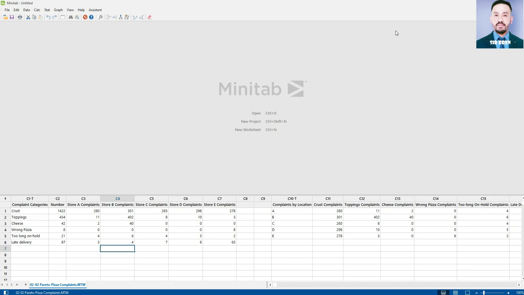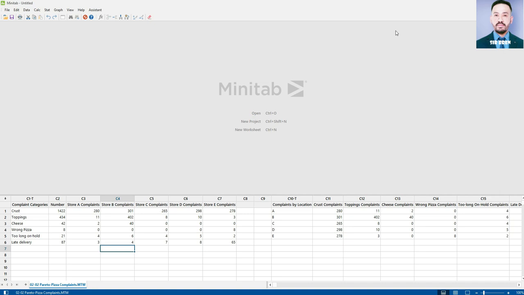But first, what is a Pareto chart? A Pareto chart is a statistical tool or technique used in decision making. It is a common tool in the Six Sigma define phase. It uses the Pareto principle, or the 80-20 rule, named after Italian economist Vilfredo Pareto, which states that for many outcomes, roughly 80% of consequences come from 20% of the causes, or the vital few.